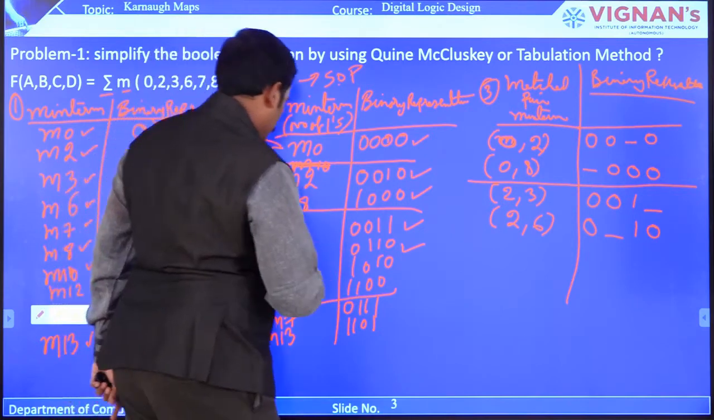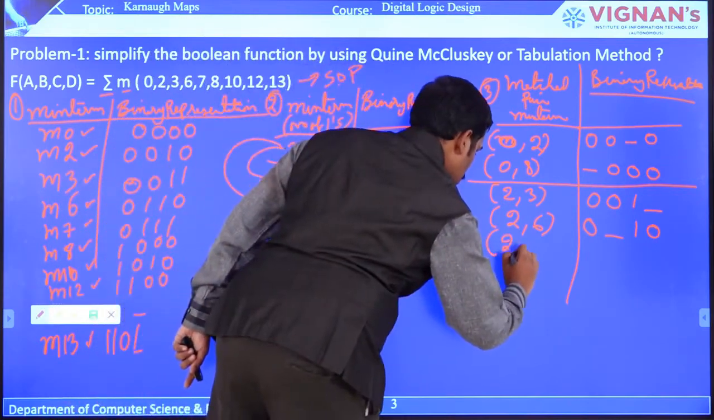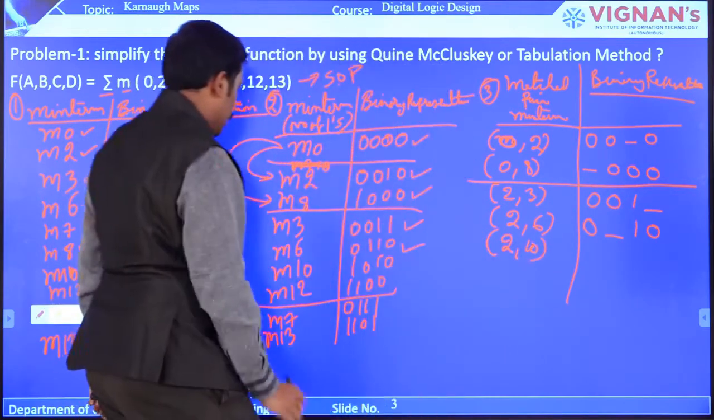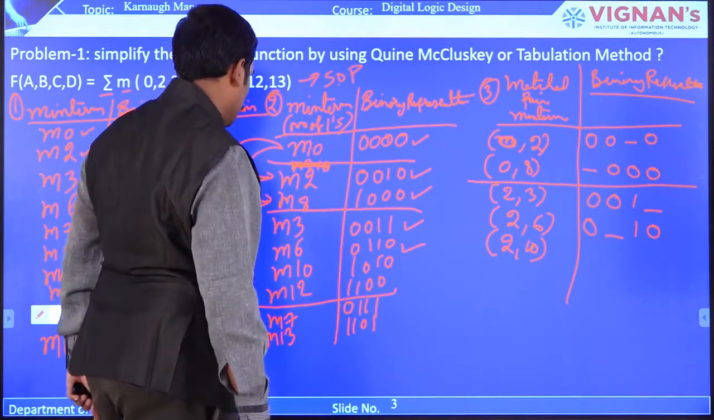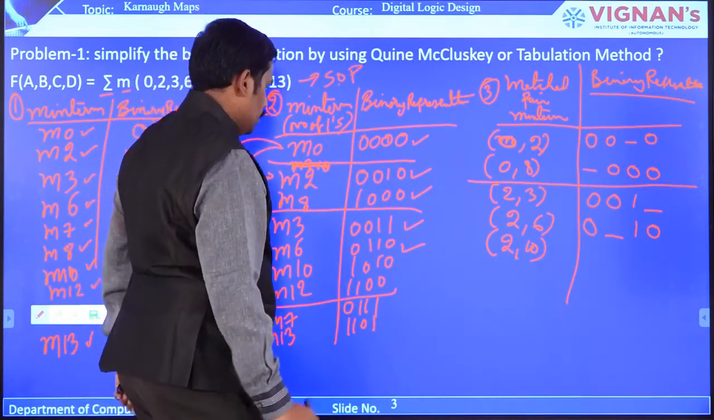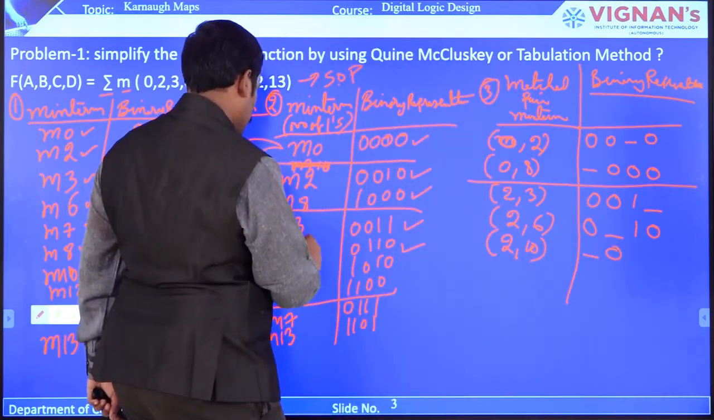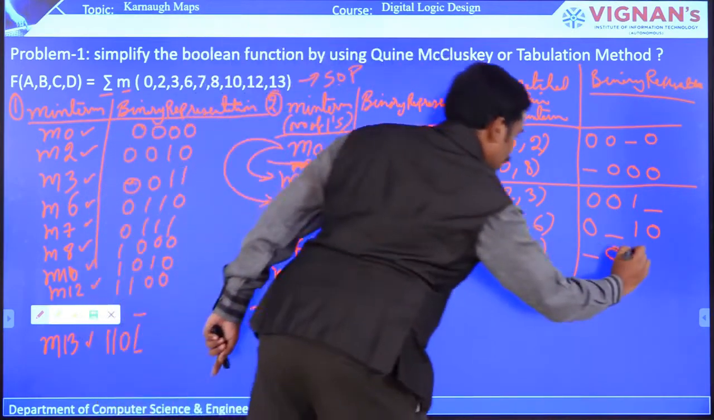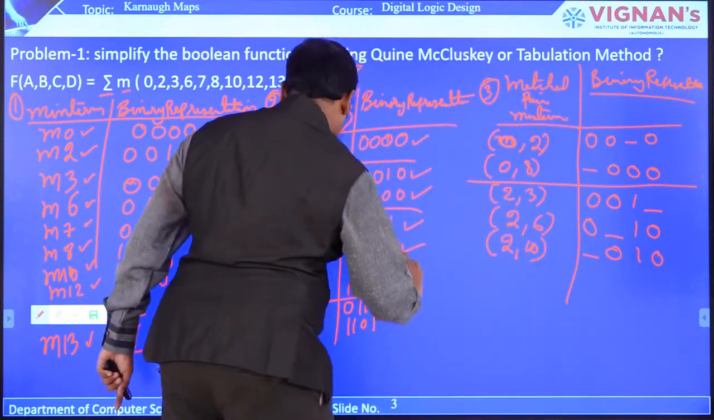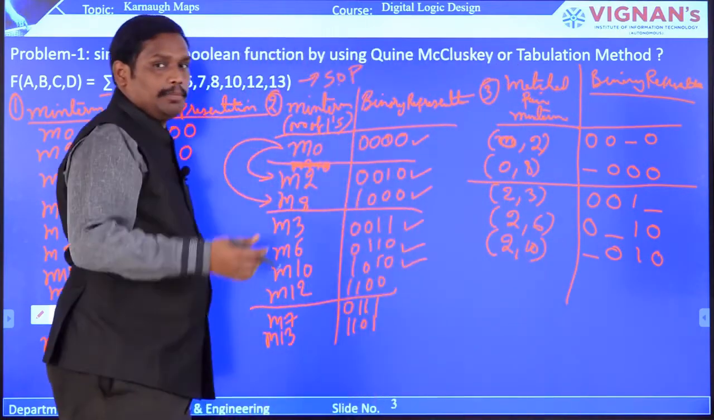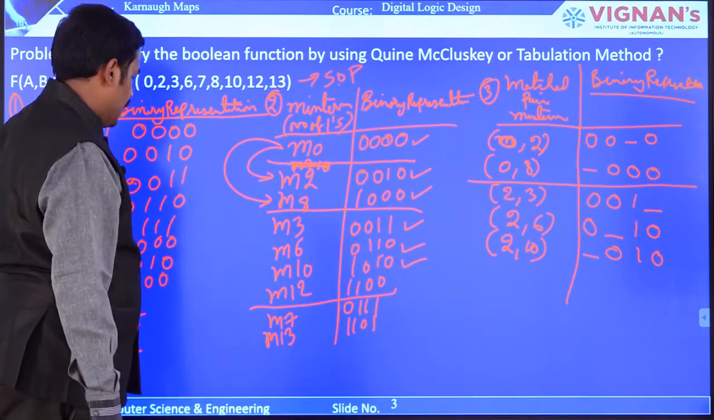So that is why we are going to have 2, 10. So 2, 10, tell me what is the binary representation of 2, 10? That is _010, right? So 2, 10 is _010. And now even 10 will have a tick mark because that is part of a matched pair minterm.